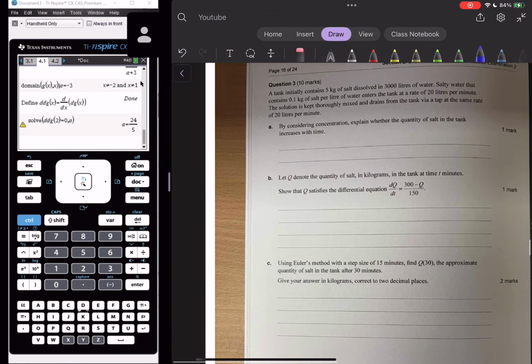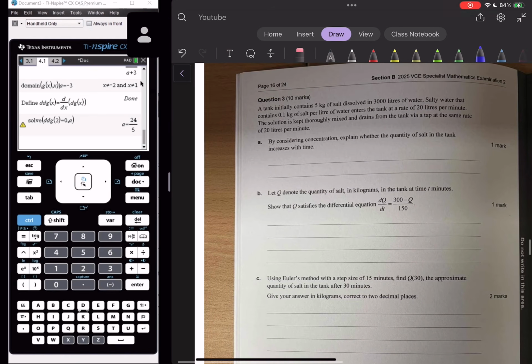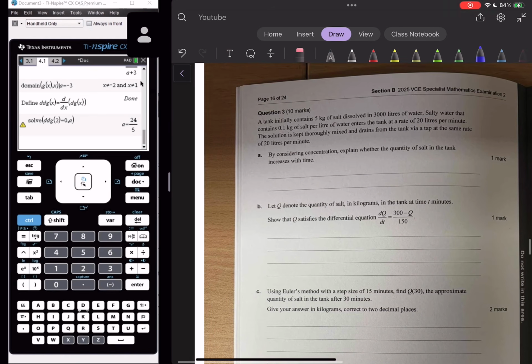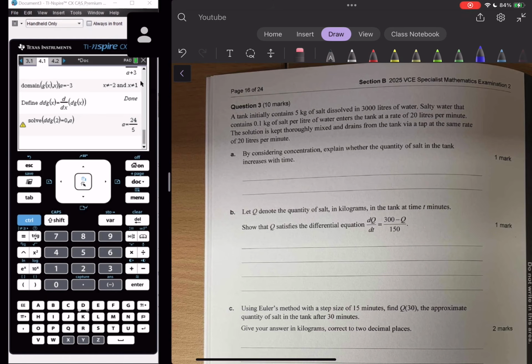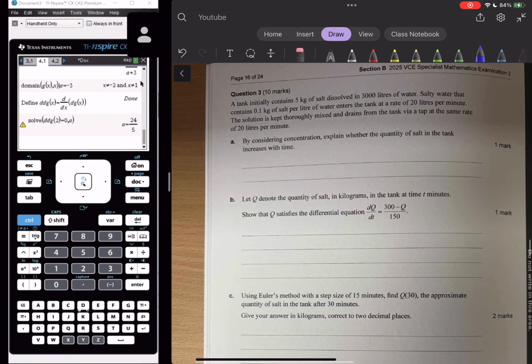All right, question 3. We have a mixture problem with differential equations. A tank initially contains 5 kilos of salt dissolved in 3,000 liters of water. Okay, so we have the inflow rate is 20 liters, the outflow rate is 20 liters, and by considering the concentration, explain whether the quantity of salt in the tank increases with time.